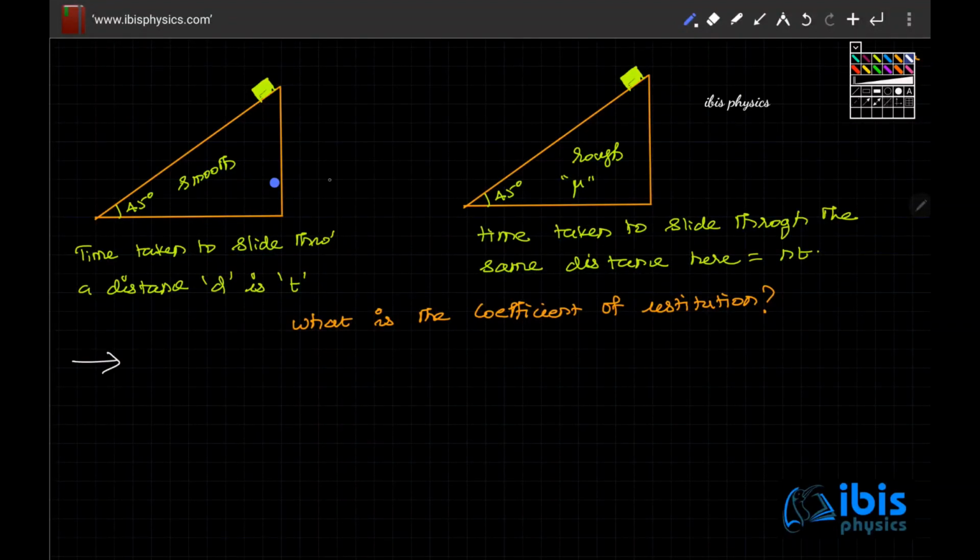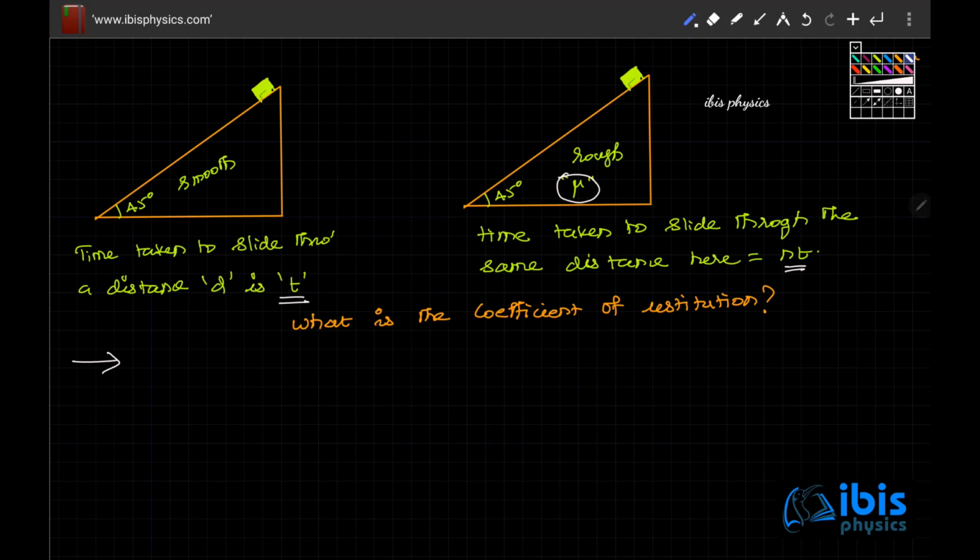Actually, two inclined planes are given. Both are identical, but one plane is smooth and the other plane is rough, and the angles of inclination are 45 degrees. A block is kept on this inclined plane, and it travels through a distance d in a time t. But to cover the same distance d on the rough inclined plane, it takes n times t seconds. If that is the case, what is the coefficient of friction between the block and the surface?